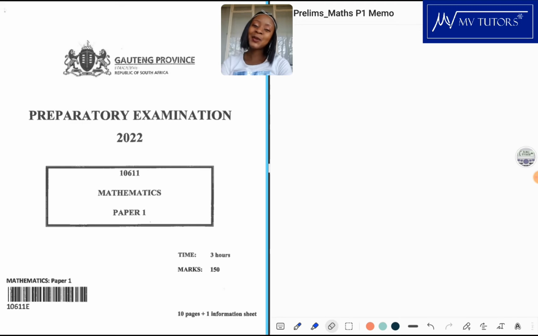And guys, as we're doing this memo, if you see any silly error we've made or any mistake, please do correct us. We're all here to learn. But let's attempt it and see how it goes.